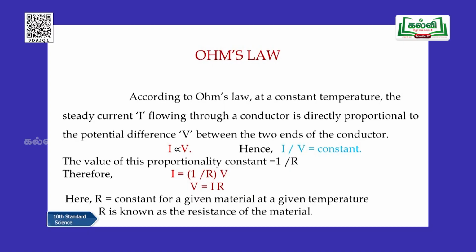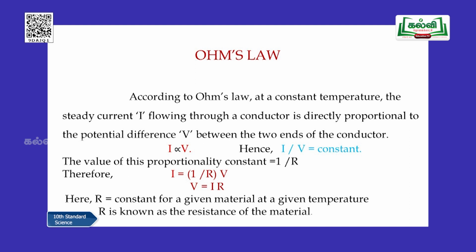Now let us see the law. According to Ohm's law, at a constant temperature, the steady current I flowing through a conductor is directly proportional to the potential difference V between the two ends of the conductor. This is the statement, children. You have to remember that.